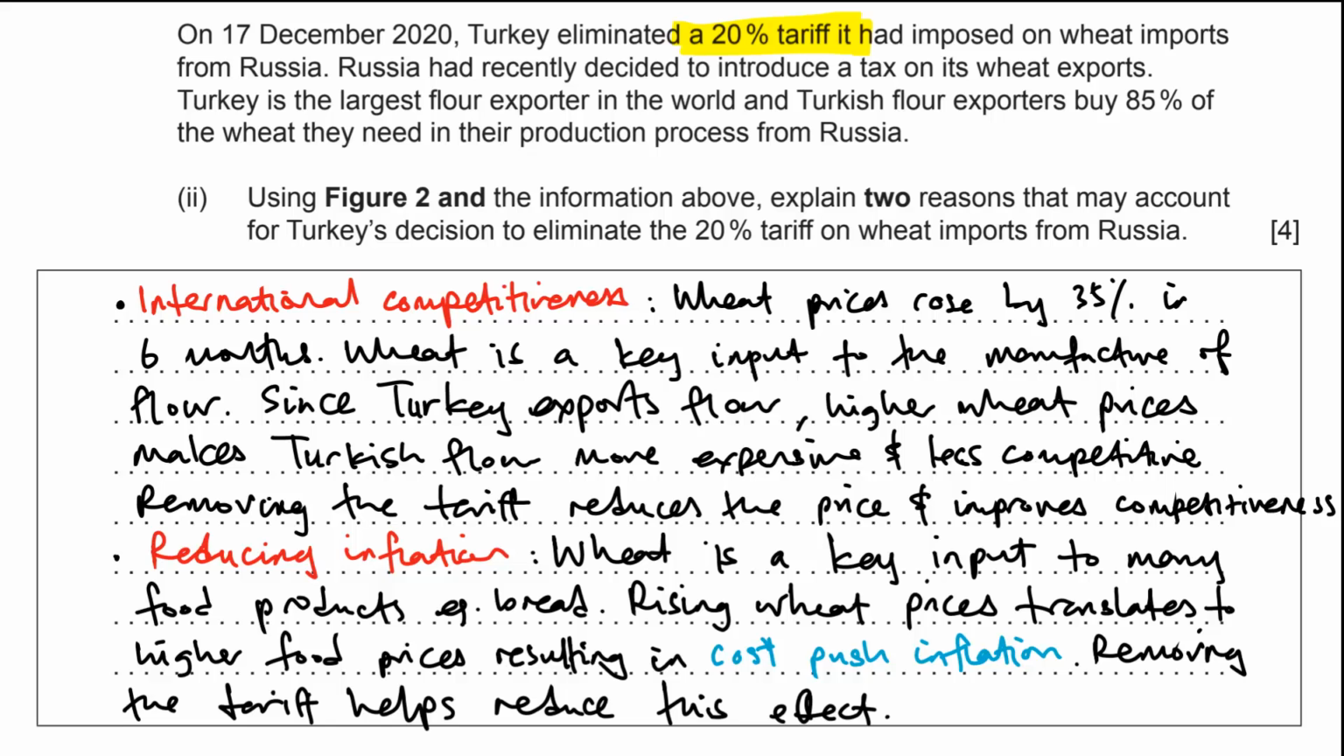So what this does is that it makes the wheat more expensive in Turkey compared to Russia and potentially other parts of the world, because the government is slapping this 20% tax on every unit, every kilo, every ton of wheat that comes into the country from Russia. Now, on the 17th of December 2020, they eliminated, right? They got rid of this 20% tax.